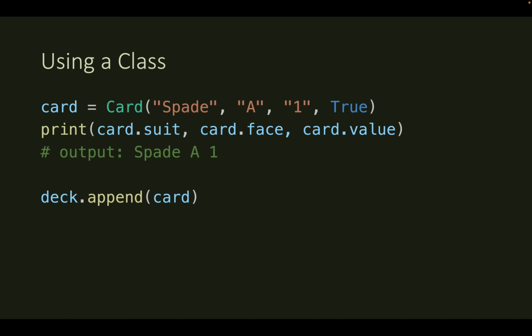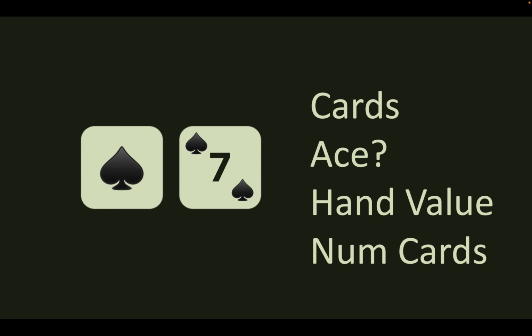We can then start thinking, well, we've got the base class for a card, we can start using it in different ways. So we might have a hand. We're dealt 2 cards at the start of a game of blackjack. So here we have 2 cards. We have our ace and we have the 7 of spades.